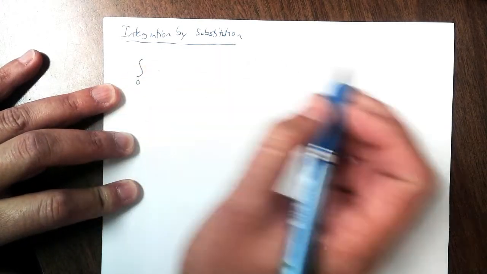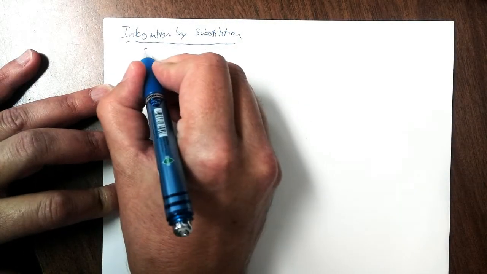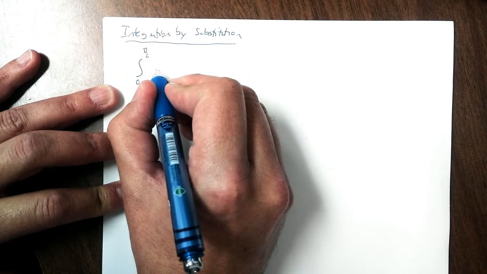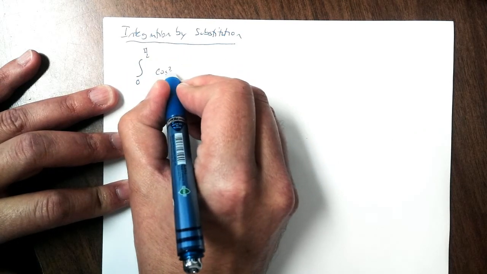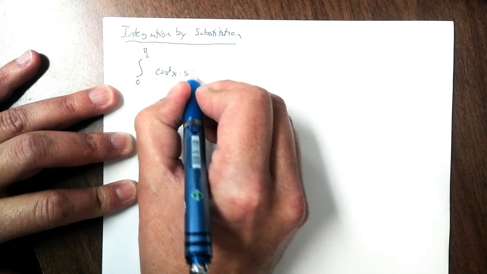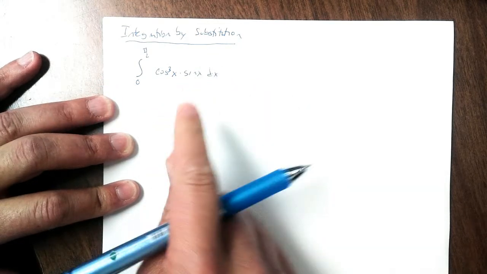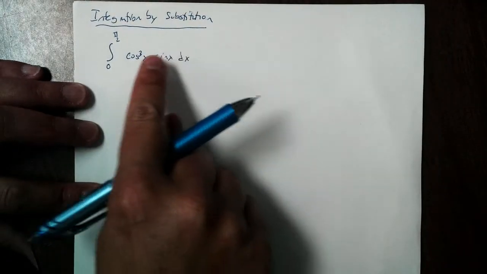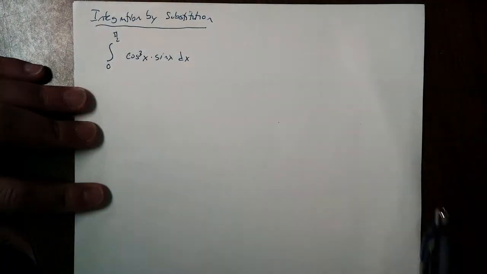Something like, maybe let's get some trig going on here. From 0 to pi over 2, and we can write, we'll use cosine cubed of x times the sine of x dx. Now I want to evaluate this. Now remember, we're looking for the area under a curve.